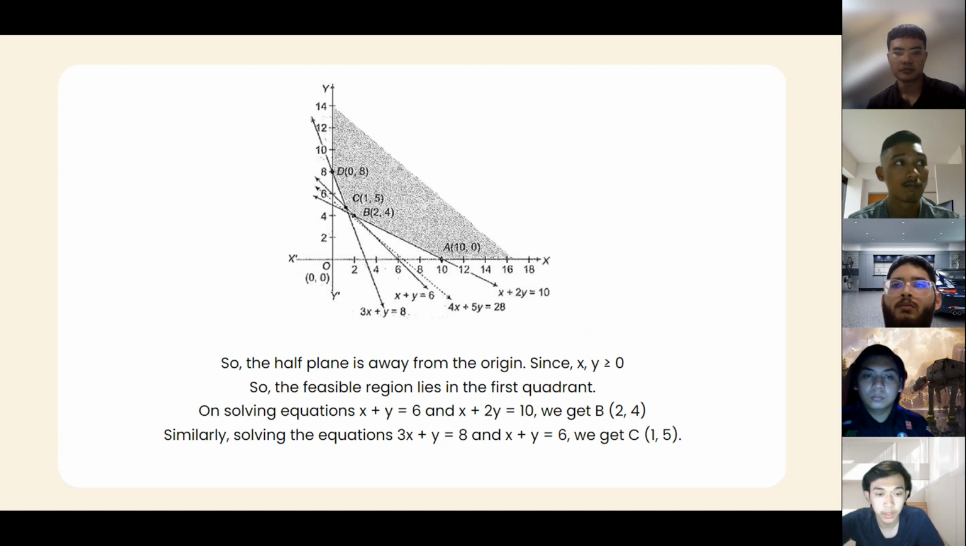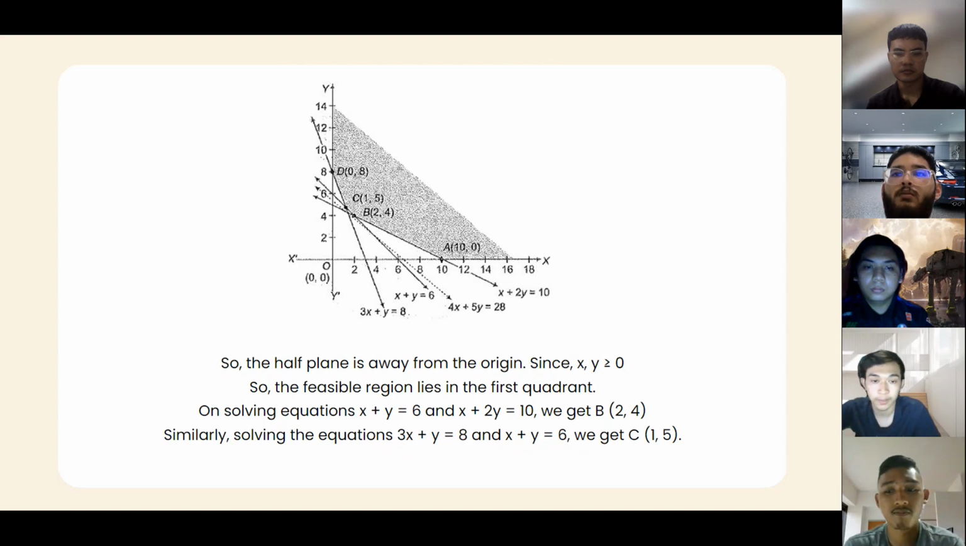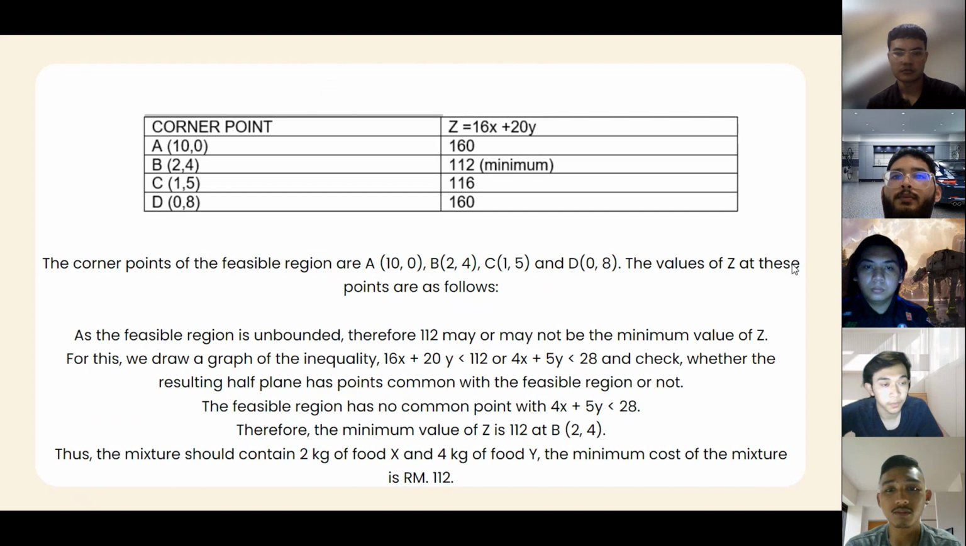On solving the equations x plus y equal to 6 and x plus 2y equal to 10, we get B (2, 4). Similarly, solving the equations 3x plus y equal to 8 and x plus y equal to 6, we get C (1, 5). So the corner points of the feasible region are A (10, 0), B (2, 4), C (1, 5), and D (0, 8). The values of Z at these points are as follows, based on the table above.